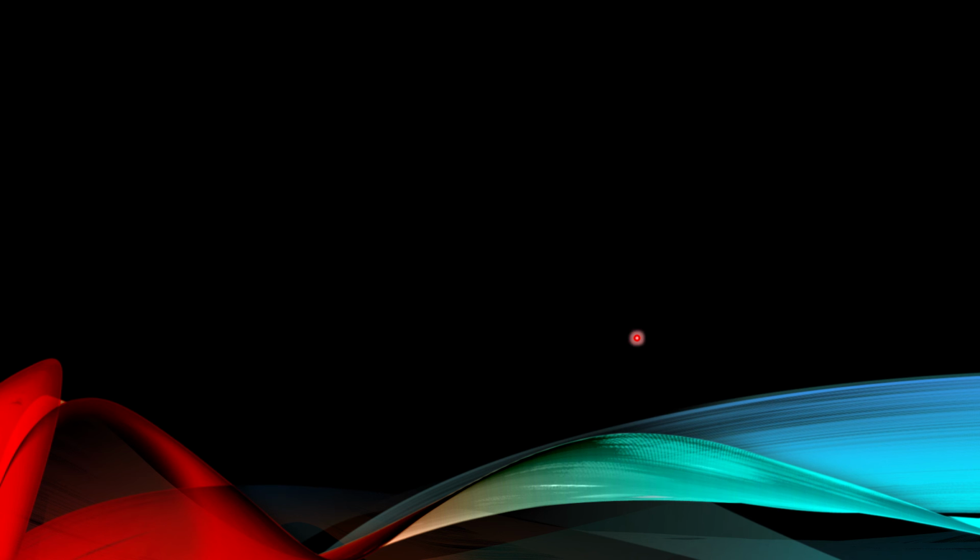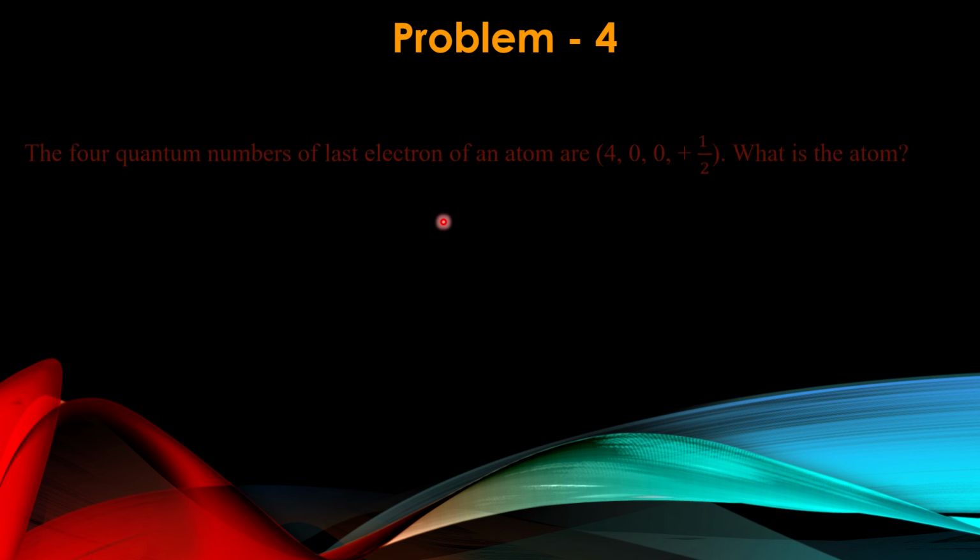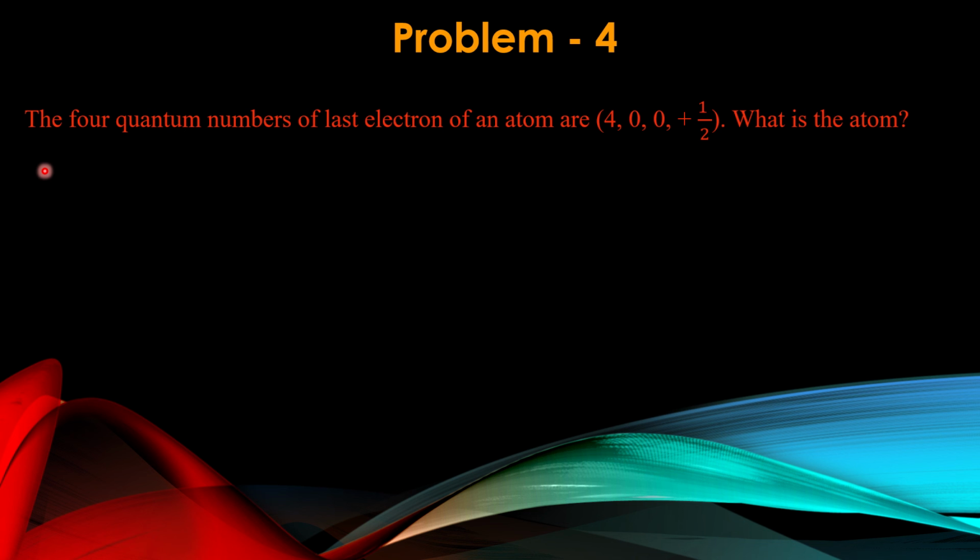Now another problem. Problem 4. The 4 quantum numbers of the last electron of an atom are 4, 0, 0, +1/2. What is the atom? Look, here the 4 quantum numbers of an electron are given and it is told that this electron is the last electron of that atom. You have to find out the atom. The values of the 4 quantum numbers are these. So at first you will find out the electron which has this set of quantum numbers.